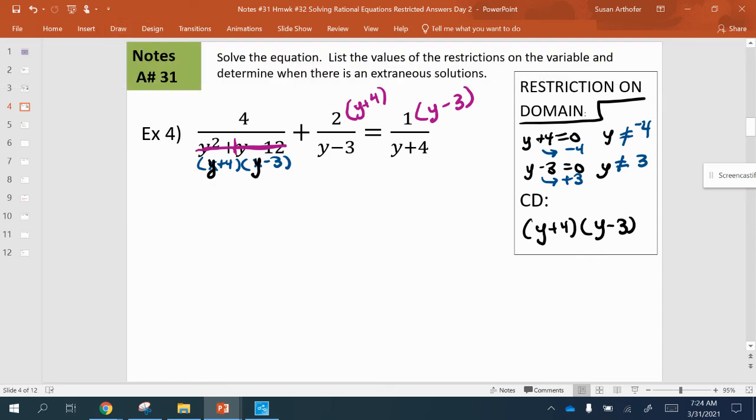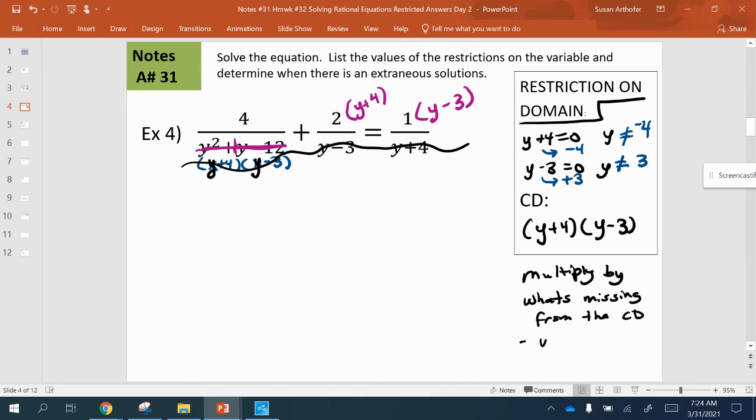Okay, the next step is to wave out the denominator. So we don't need this anymore. So we multiplied by what's missing from this CD, and then wave out the denominator, or the bottom. And then just do the math.